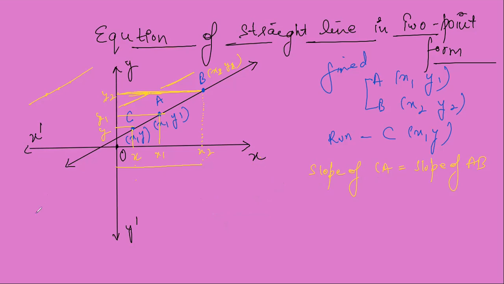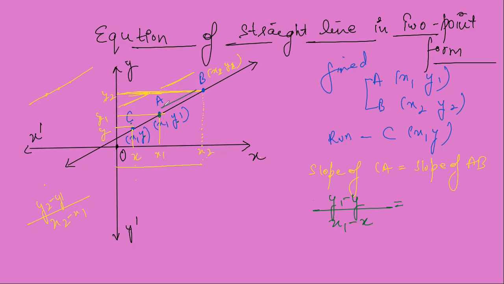Now, what is the formula for the slope? The general formula is y2 minus y1 over x2 minus x1. In the numerator we take the next ordinate minus the previous. For CA, understand this very carefully: the next ordinate is y1 and the previous is y, so y1 minus y, over the abscissas, next abscissa x1 minus previous x.